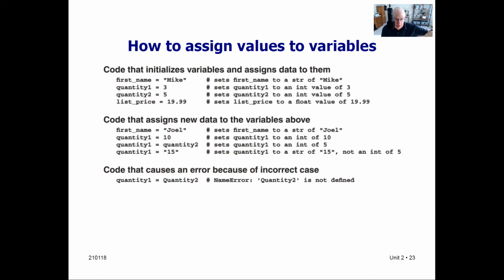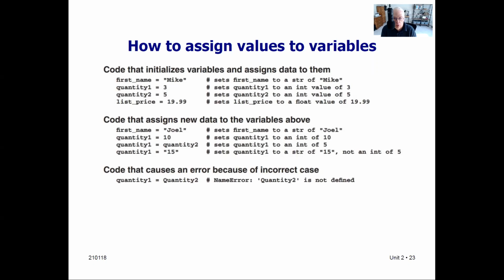In the second example, it looks exactly like we're doing the same thing as in the first example. In the first set, we are initializing the values and data types. In the second one, we're assigning new data to the variables. It looks exactly the same because we do it the same way. We're just changing the value. That's all it is. Okay.